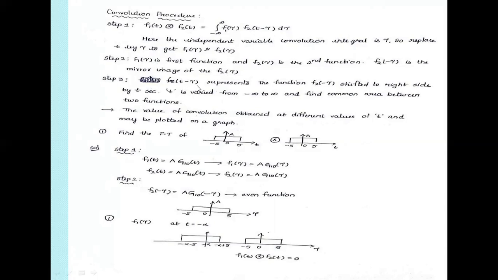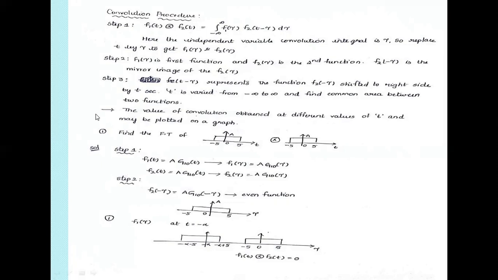And the third step: t minus tau represents the function f2 of minus tau shifted to the right side by t seconds. t is varied from minus infinity to infinity. Find the common area between the two functions. The value of convolution obtained at different values of t may be plotted on the graph. Now you can follow this procedure to find the convolution of the two functions.